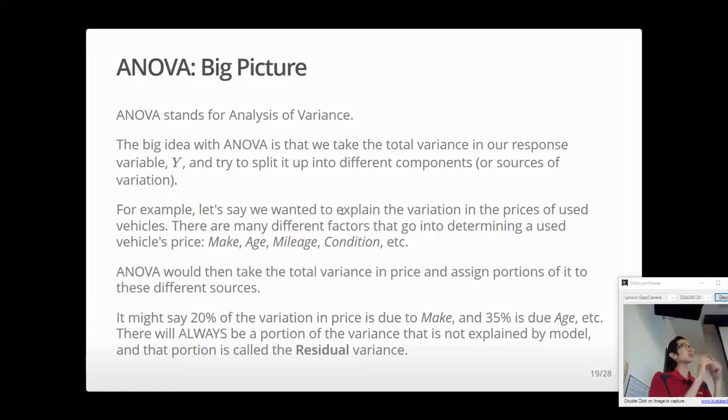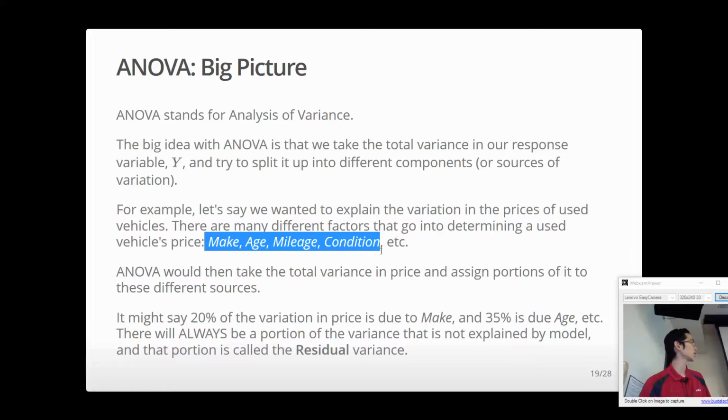There's always going to be a leftover part that is not explained by the model, because you could have two cars that are the same make, same age, same mileage, and same condition, but one might be worth $500 more than another car. How do you explain that leftover $500 part? Well, if your model only has these four things going into it, it's just stuff that's left out of the model.